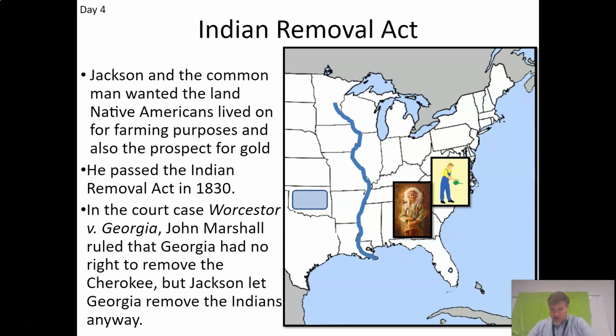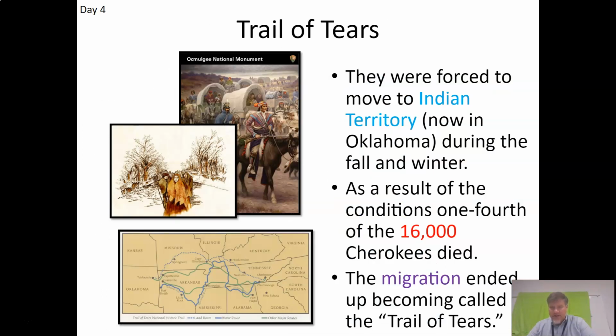Ultimately, the passage of the Indian Removal Act is going to lead to the Trail of Tears, where the different Native American groups are moved from the southeast to the Indian Territory in Oklahoma. Many of the Cherokee in particular die on their forced march. So probably about 4,000 of them die. This migration became known as the Trail of Tears. Now, it actually happens mostly during Martin Van Buren's presidency, who was Andrew Jackson's second vice president when he was reelected.